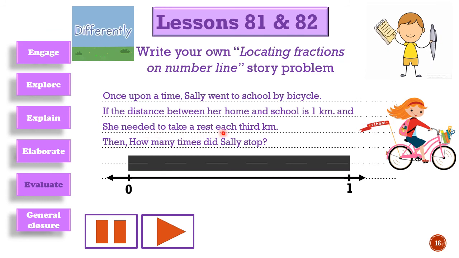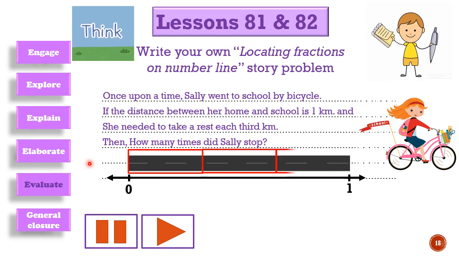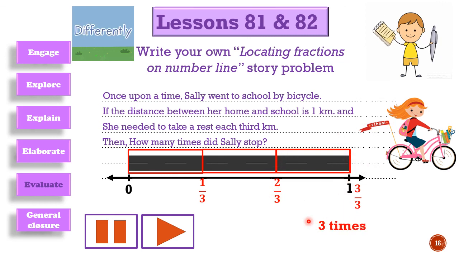She needs to take a rest each third kilometer. Third means 1 over 3, 1 in the numerator and 3 in the denominator. It will be how many parts? How many equal parts? Yes, good job. 3 equal parts. And on our number line, it will be called thirds, 1/3, 2/3, and the whole road will be 3/3. Then she will stop how many times? 1, 2, 3 times. 3 times.